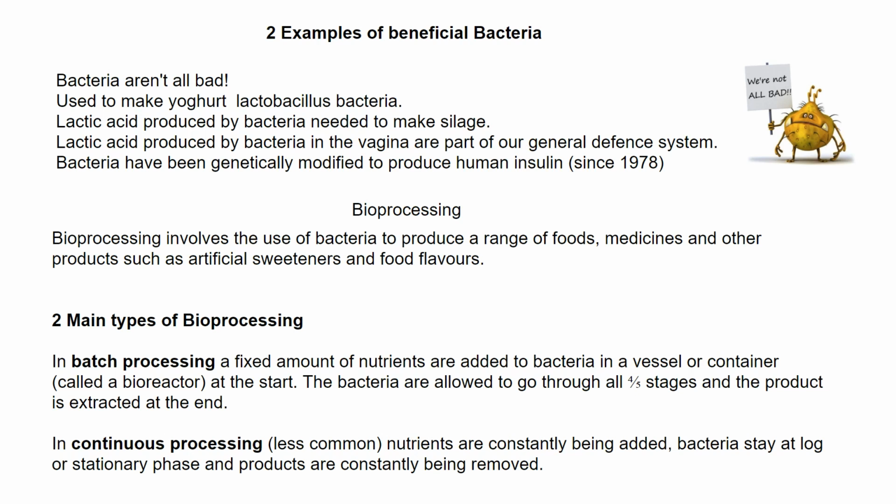In continuous processing, which is less common, nutrients are constantly being added. The bacteria are staying at the log stage or the stationary phase, and products are constantly being removed. This is a less common process, it's an expensive process. It ties up the bioreactor to one function for long periods of time. So the two main types of bioprocessing are batch processing and continuous flow processing.